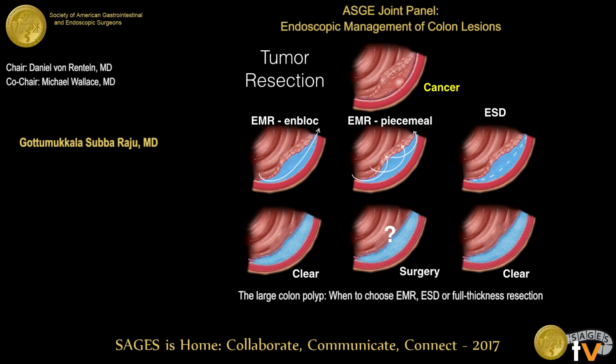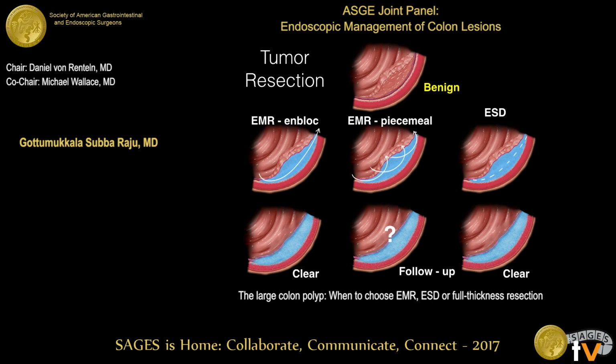When it comes to piecemeal resection, the pathologist is not able to tell you whether the deep margins are positive or negative, and because of that, we end up sending them for surgery. When it comes to benign lesions, when you do piecemeal resection, there is a risk of recurrence. Risk of recurrence has been reported anywhere between 5 to 15 to 20%.